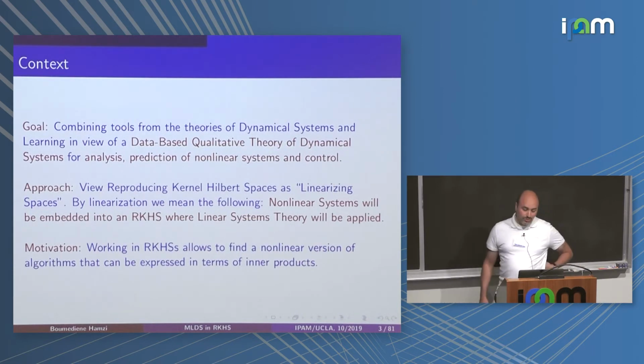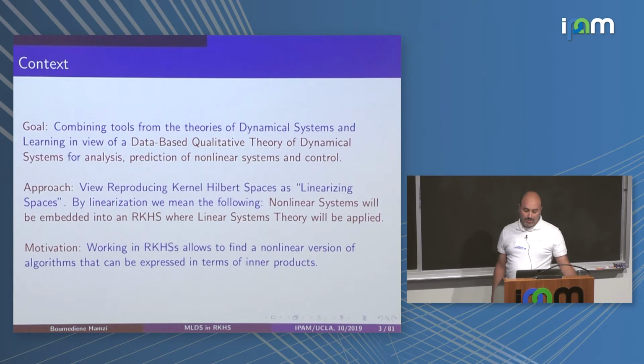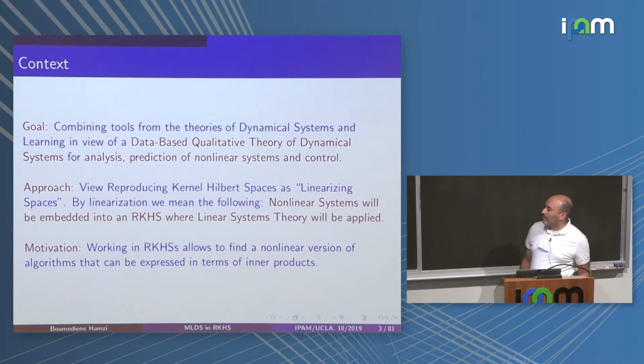So as I mentioned, the goal of this work is to combine tools from the theories of dynamical systems and machine learning in view of a data-based qualitative theory of dynamics for analysis, prediction, and control of nonlinear systems. So the approach is to work on reproducing Kernel Hilbert spaces, which are often viewed as linearizing spaces. Here, linearization means that we are going to map a nonlinear system into a higher dimensional, possibly infinite dimensional reproducing Kernel Hilbert space, where linear system theory will be applied. It doesn't mean that we assume the nonlinear system will be linear in that RKHS, because sometimes we cannot derive the linear system, but we are going to apply linear theory. This is what we mean by linearization. And the advantage of working in reproducing Kernel Hilbert spaces is that they allow us to find a nonlinear version of algorithms that can be expressed in terms of inner products.